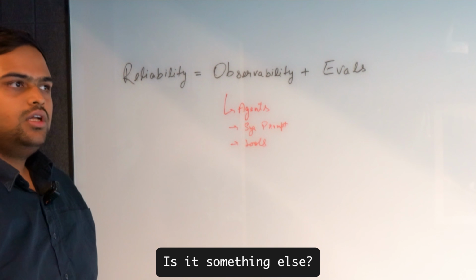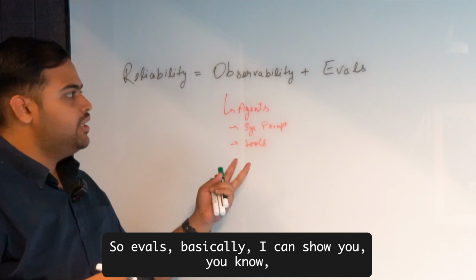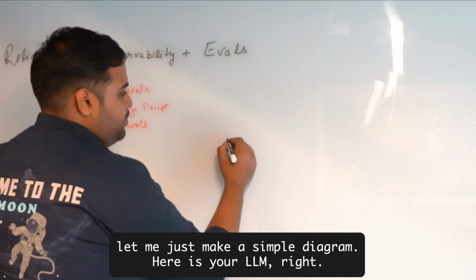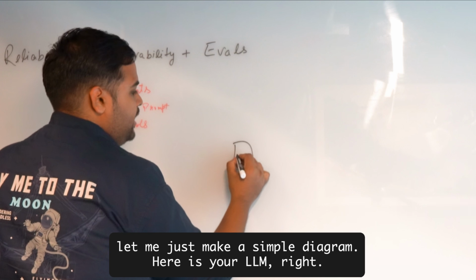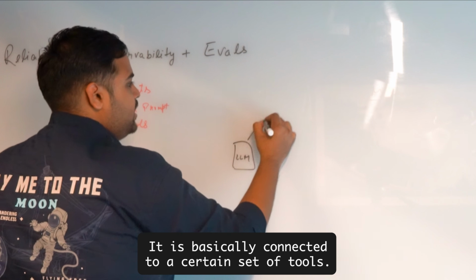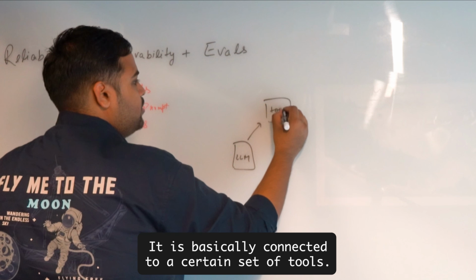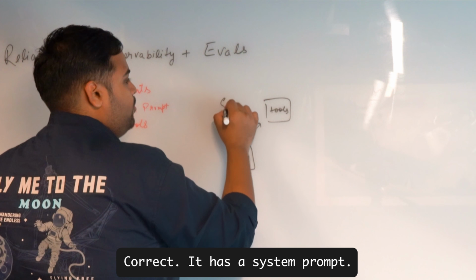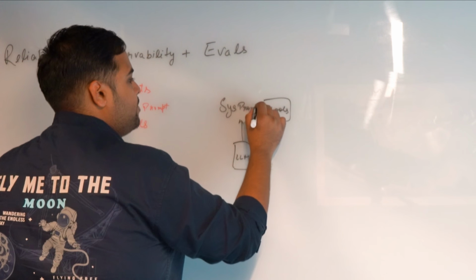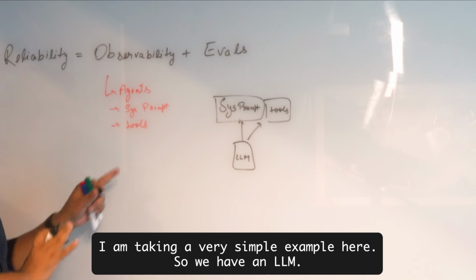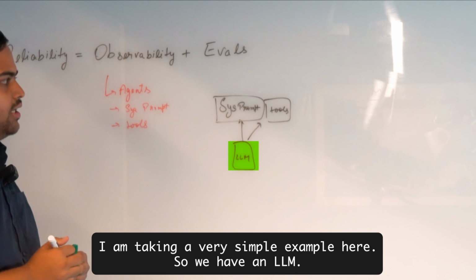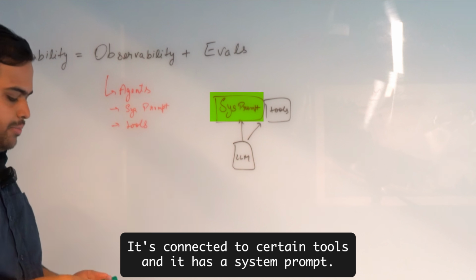Is it something else? So evals, basically, I can share, let me just make a simple diagram. Here is your LLM, right? It is basically connected to a certain set of tools, correct? It has a system prompt, right? I am taking a very simple example here. So we have an LLM which is connected to certain tools and it has a system prompt.